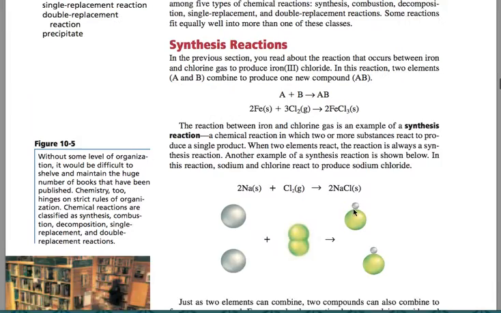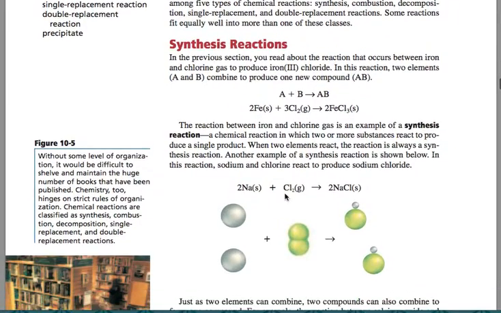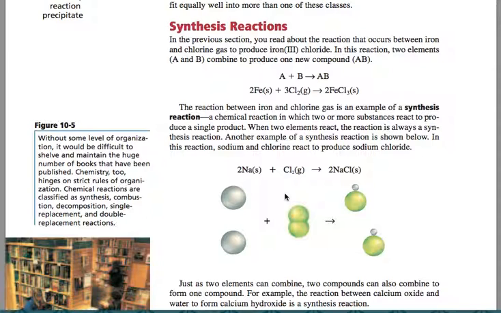Okay, these are all synthesis reactions. Synthesis means to bring something together. If you're going to synthesize an argument or synthesize your thoughts in a paper, you take all of your thoughts and you bring them together, and this is a synthesis reaction.